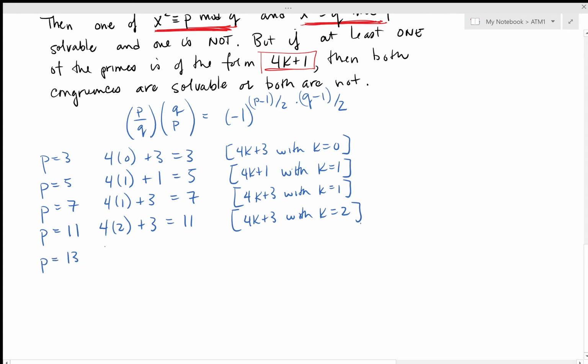13, I could go 4 times 3, that's 12, plus 1. That is 13. And so that is 4k plus 1 with k equals 3. Okay, this is, in my opinion, a remarkable fact in itself that we haven't spoken about before, that every single prime number can be represented as either 4k plus 1 or 4k plus 3, where k is some positive integer. So we can divide the primes into two types, the 4k plus 1 type and the 4k plus 3 type.